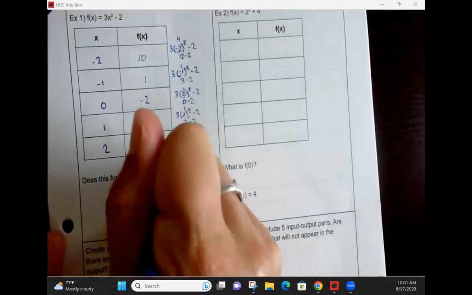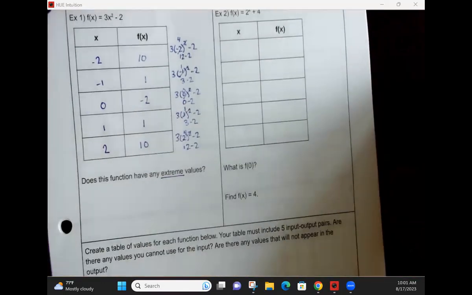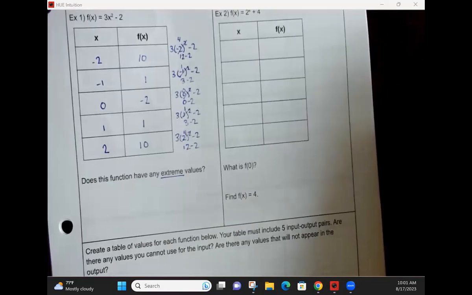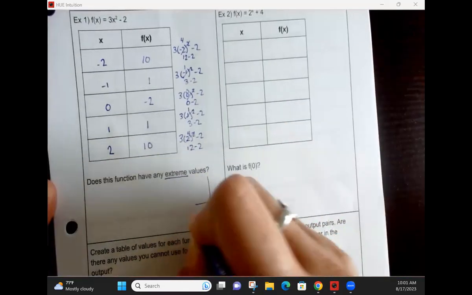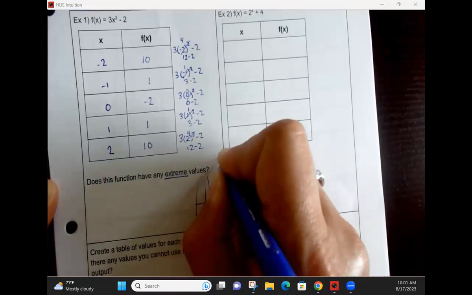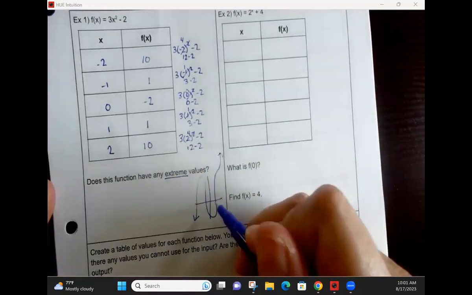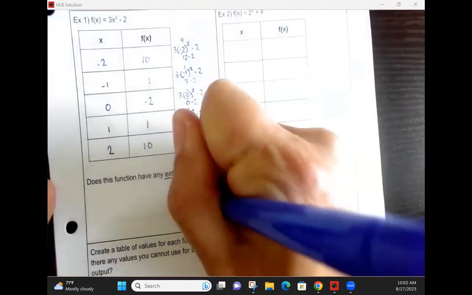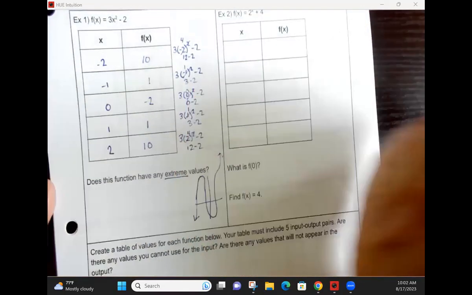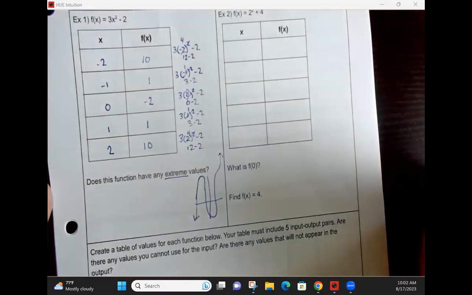What's an extreme value? In math, what do we mean when we talk about extreme values for a function? Think about a graph in particular. This is not the graph of this particular function, but if this is my example I'm going to work with, what might be an extreme value on this graph?